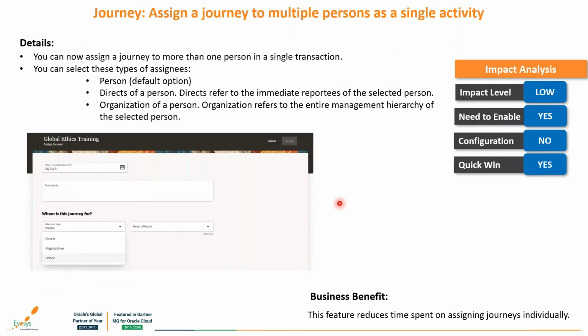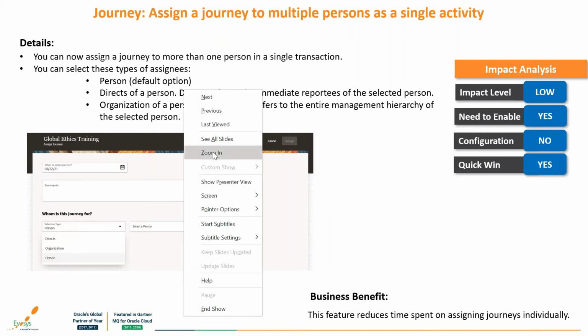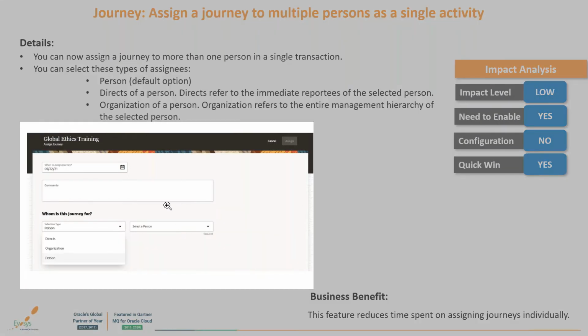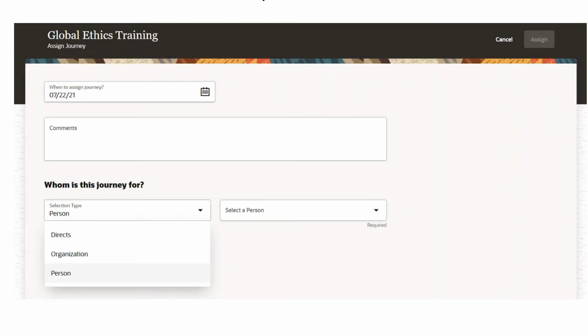Journey: assign a journey to multiple persons as a single activity. This is also a very good feature. This saves a lot of time for the human capital specialist or the managers or anyone who's creating a journey.